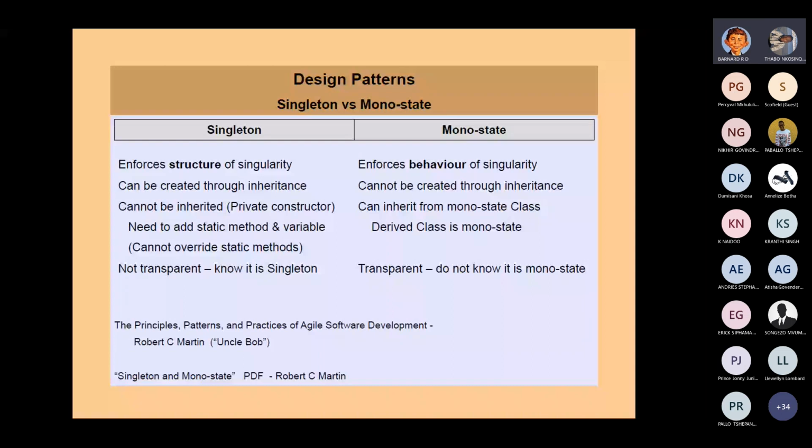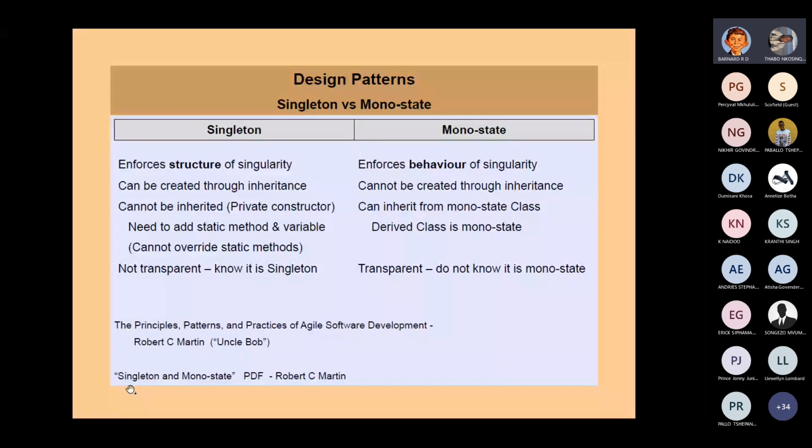And the singleton versus the monostate. Before I carry on with this, please have a look at this book, The Principles, Patterns, and Practices of Agile Software Development by Robert C. Martin, or Uncle Bob. There is a PDF. If you Google for it, you'll find it quite easily. It discusses exactly what I've got here in a little bit more detail, the singleton and monostate.